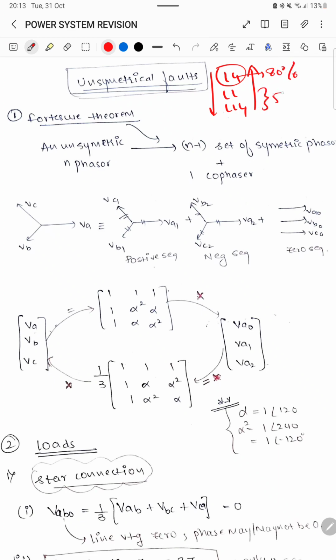This too maybe roughly 5 to 10% of the time. LG is the least severe fault for a transmission line, but for an alternator, LG is the most severe fault.